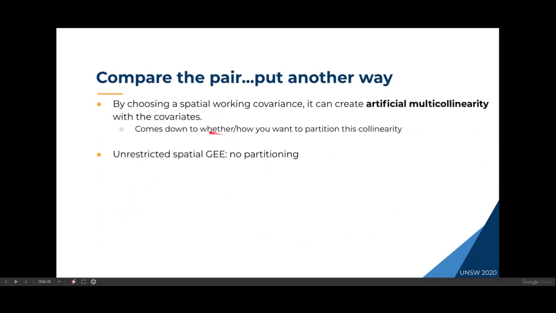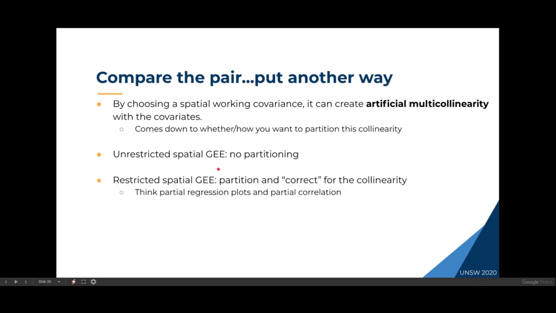And so, in a way, spatial confounding really comes down to whether and how you want to try and partition that collinearity. In the unrestricted spatial GE, there's no partitioning that takes place. You just live with the multicollinearity, and then the beta is conditional on the rho that is induced. In the restricted spatial GE, we partition and we, quote unquote, try to correct for that collinearity.